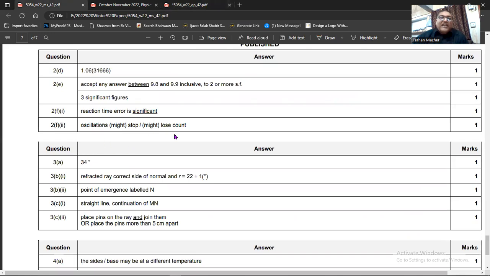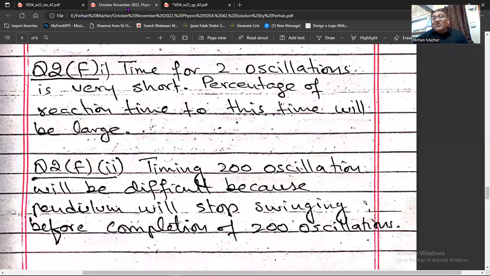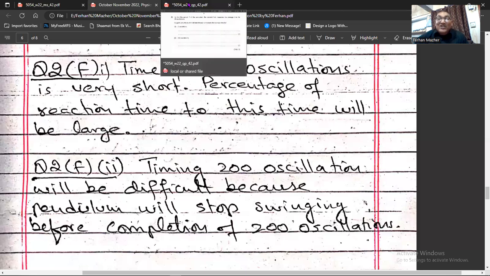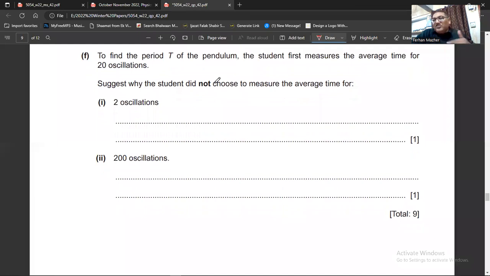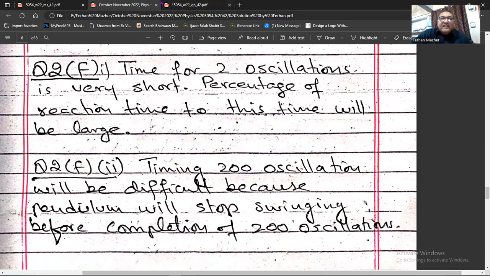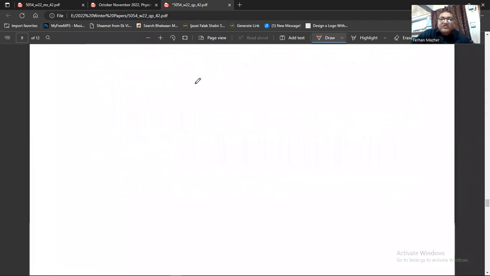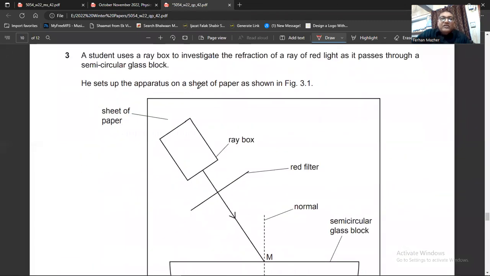Oscillation might stop, or you might lose count. That is also possible. You are counting up to 200, so it's possible. Okay, so these are our answers, and I hope you understand. That was question number 2. Now we are going to question number 3.